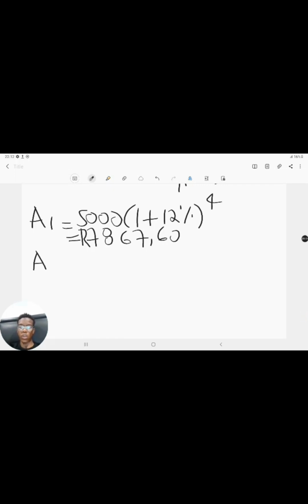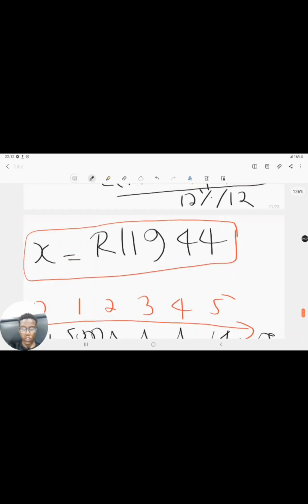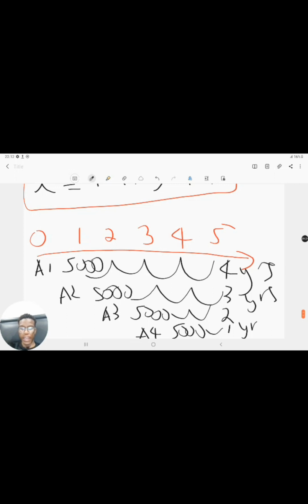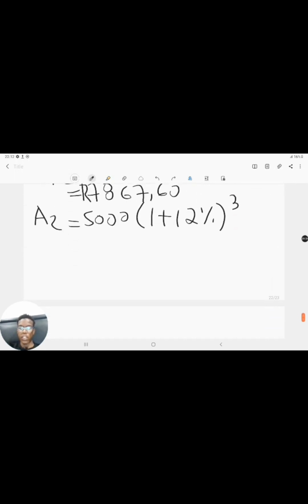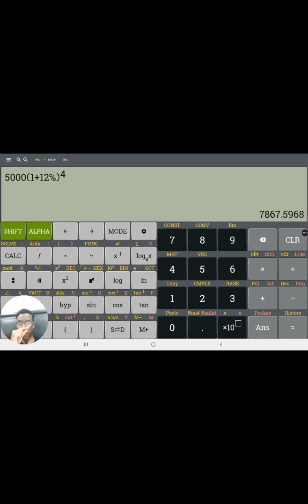So for A2, we've got 5,000. And then you've got 1 plus 12%. And then this is going to be 3. Okay, why 3? Because for A2, where's A2? A2 is here. A2 would have accumulated interest over a period of 3 years. Okay, so that's 3. And then the next one is going to be 2. Then the next one is going to be 1 and so on. So this is going to be how much? Let's do that calculation quickly.